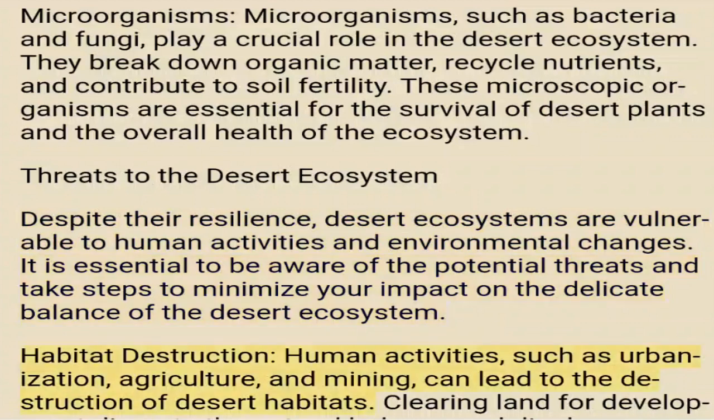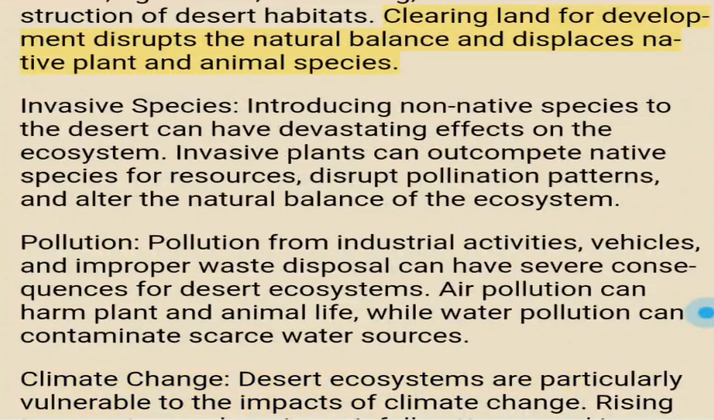Habitat destruction. Human activities, such as urbanization, agriculture, and mining, can lead to the destruction of desert habitats. Clearing land for development disrupts the natural balance and displaces native plant and animal species. Invasive species. Introducing non-native species to the desert can have devastating effects on the ecosystem. Invasive plants can outcompete native species for resources, disrupt pollination patterns, and alter the natural balance of the ecosystem.